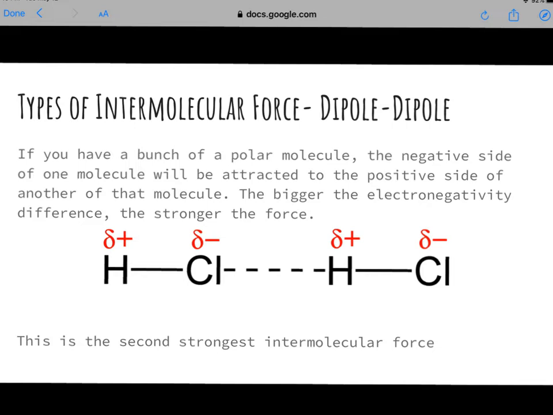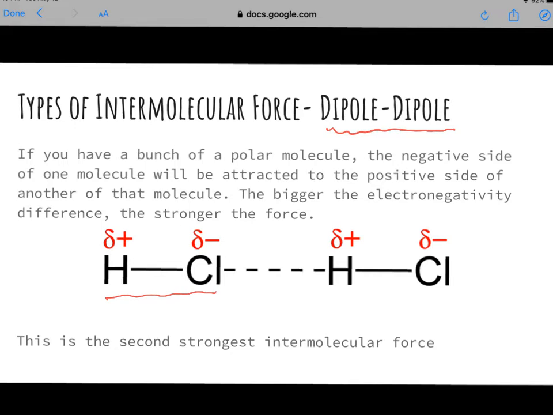The next type of intermolecular force, and the next strongest, is the dipole-dipole force. And this is when you have a polar molecule, like here's a polar molecule HCl. So it should have a negative side and a positive side. The chlorine is more electronegative than the hydrogen, therefore the chlorine pulls the electrons more strongly, therefore the chlorine is a little bit negative. Hydrogen has less electrons, so hydrogen's a little bit positive.